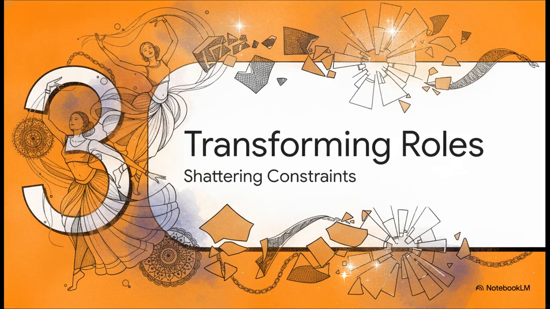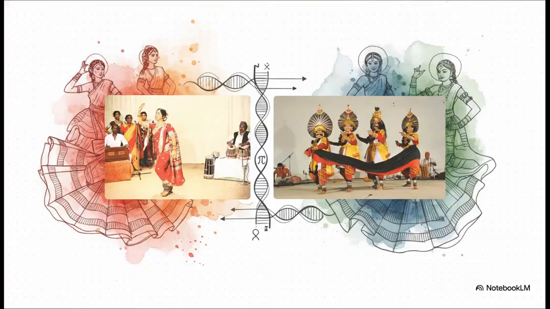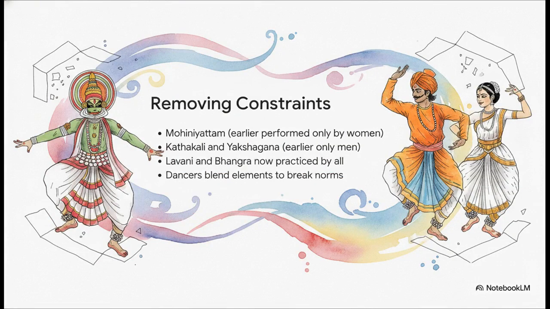Which brings us perfectly to Section 3, Transforming Traditional Roles. We can really see this evolution when we put two distinct dance forms side by side. Take Lavani from Maharashtra, usually performed by women in stunning red saris. Now contrast that with Yakshagana from Karnataka, with those incredibly vibrant, heavy costumes that were historically only worn by men. But the art of dance, it refuses to stay in rigid boxes. The big takeaway here is that today, those old constraints are being totally shattered.